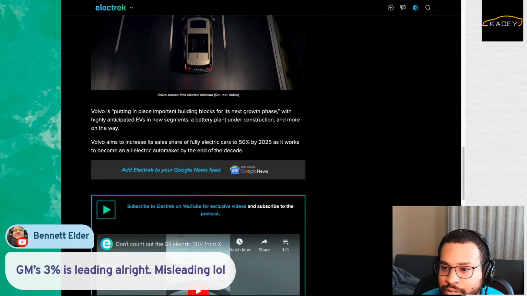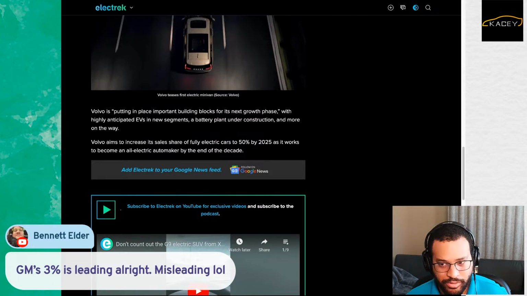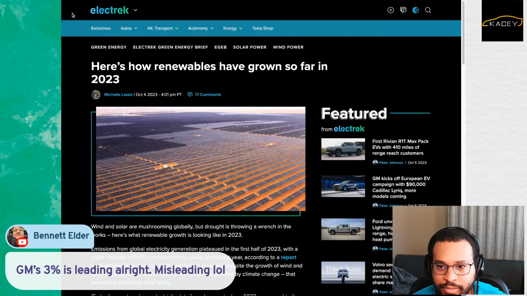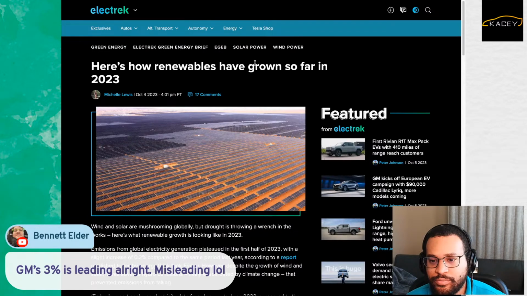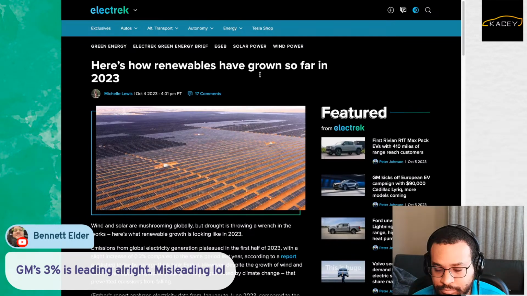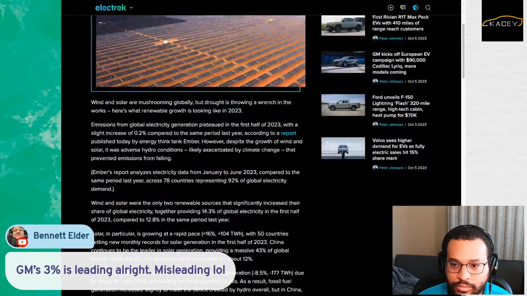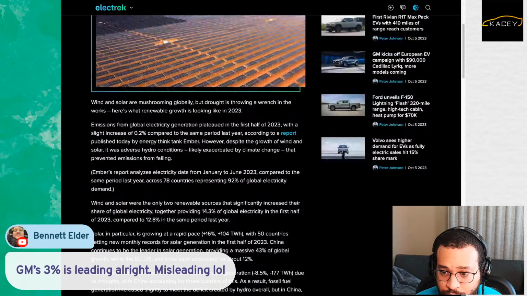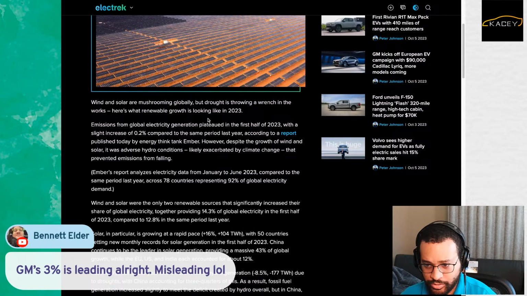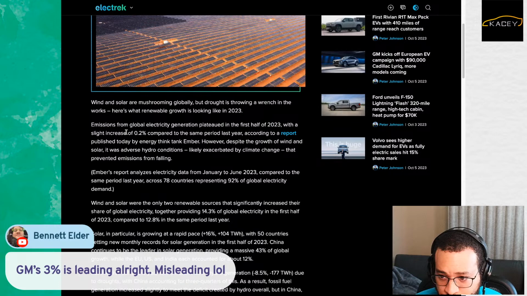All right, so next up, we've still got some more numbers, but these aren't cars. This is renewable energy deployments for 2023. Wind and solar are mushrooming globally, but drought is throwing a wrench in the works. Here's what renewable growth is looking like in 2023. Slight increase of 0.2% compared to the same time period last year. A report published today by think tank Ember.